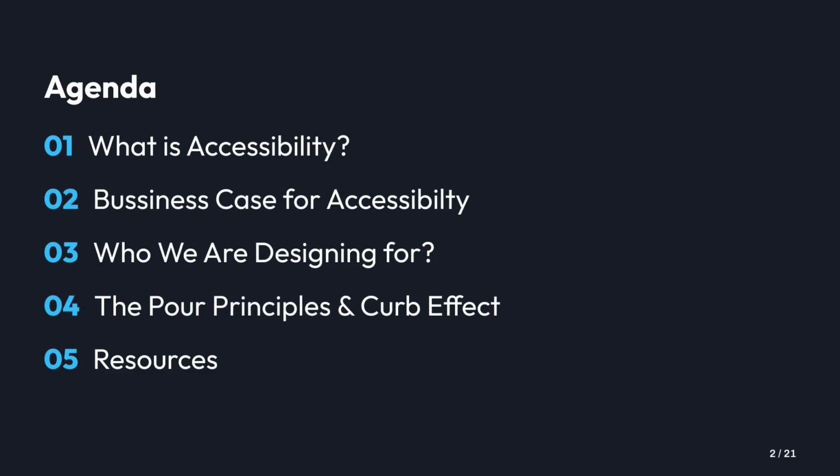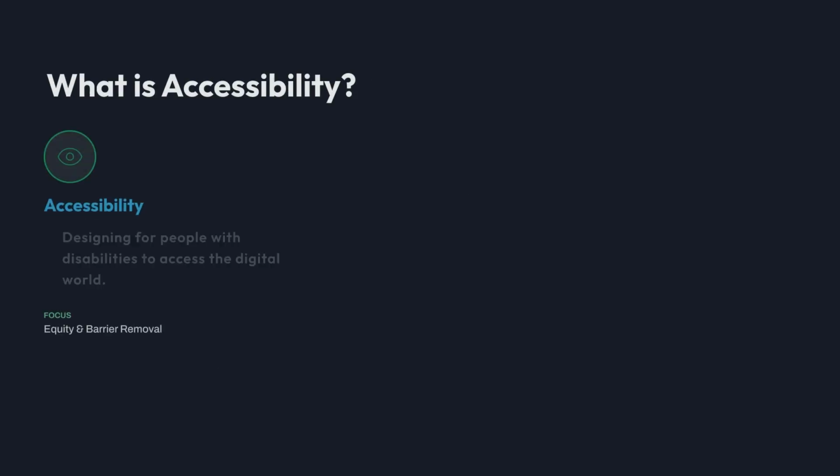Agenda. Here's our roadmap. We'll start with what accessibility actually means, look at the business case, understand who we're designing for, walk through the POUR principles and the curb-cut effect, and wrap with helpful resources.